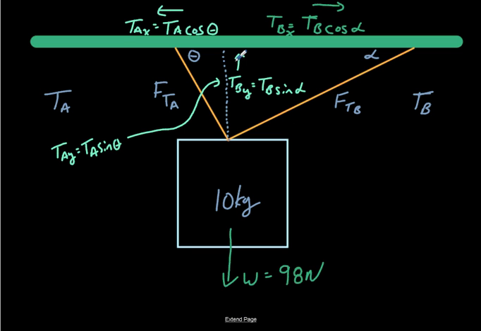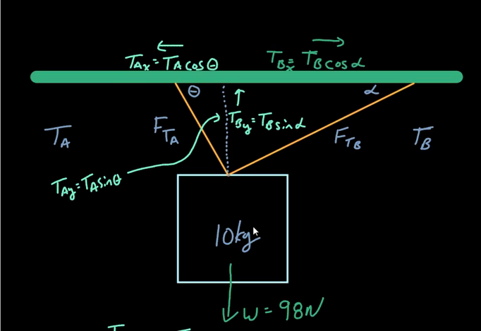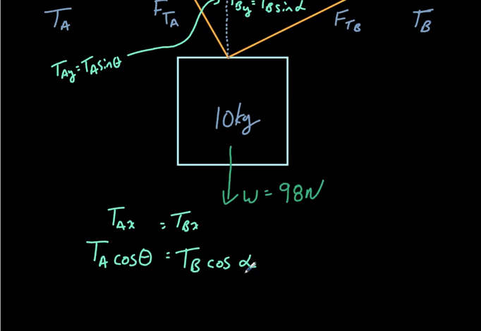So let's say some truths about all of this. We can say that TAX is equal and opposite to TBX, correct? So what we can do is write down TA cos theta, right? We said that was TAX. So TA cos theta has to be equal to TBX, TB cos alpha. You have to be careful because these angles are different. Don't be tempted to put theta, theta. Do that, bad things will happen.